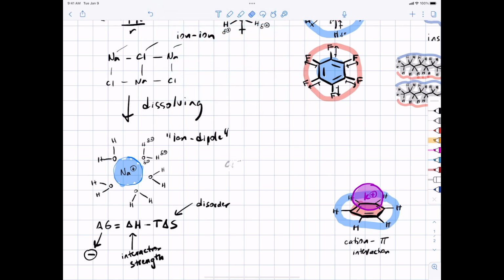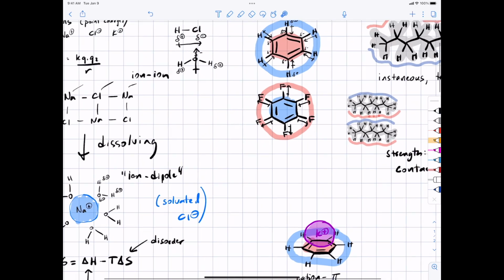I haven't drawn the chloride ion. I should for completeness, but I don't want to, so I'll just put in parentheses solvated chloride ion. Solvated means surrounded by water molecules. And then how about disorder? Well, certainly disorder is greater from the crystalline lattice to floating around in solution and having much more freedom. So this is a favorable process, all right?